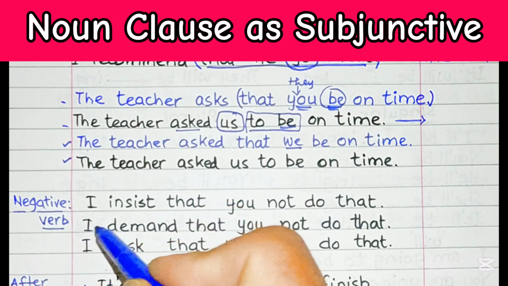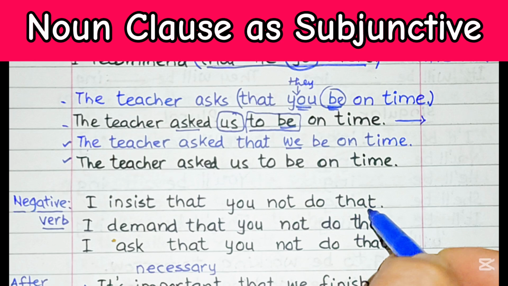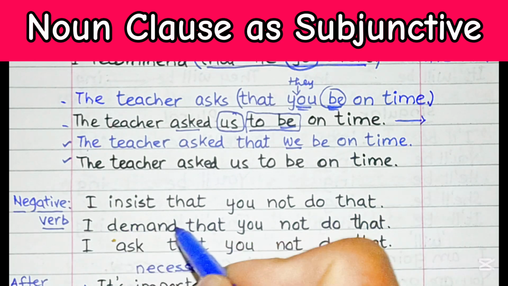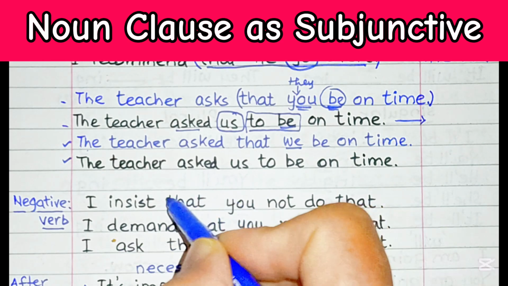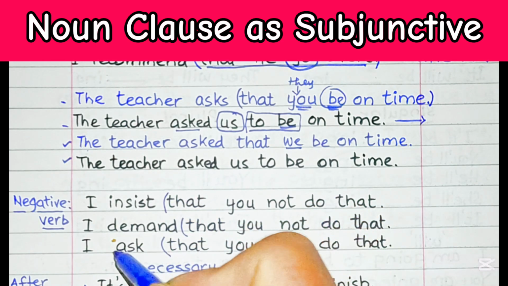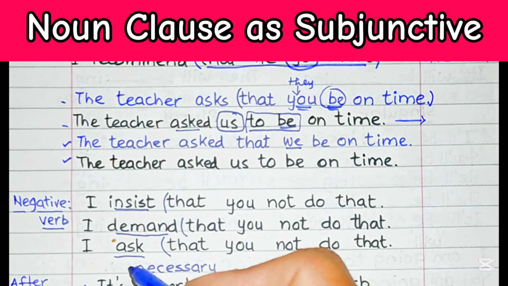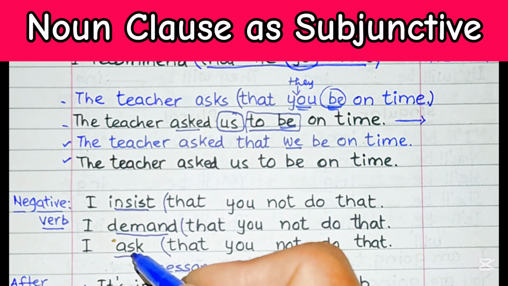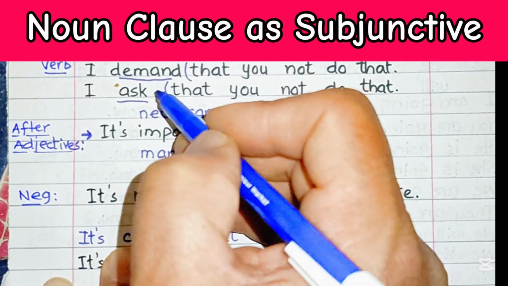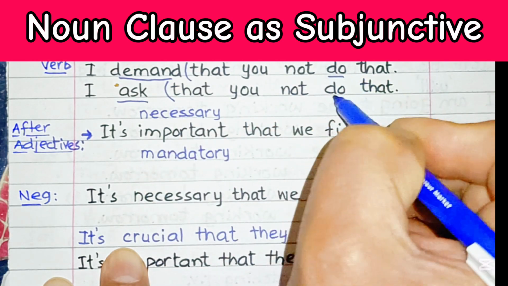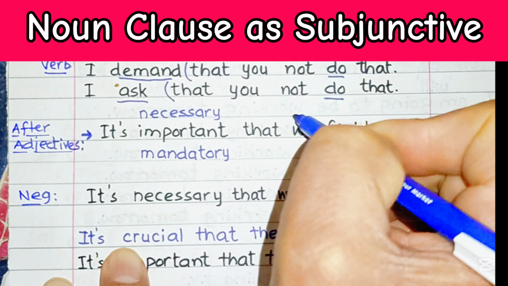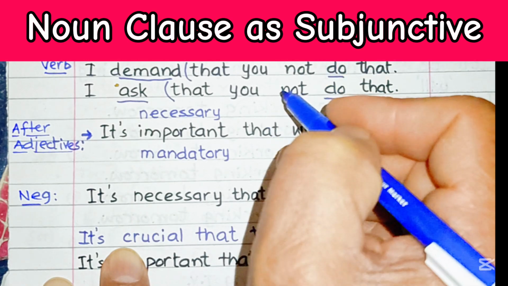Using a negative verb: I insist that you not do that, or I demand that you not do that, or I ask that you not do that. In all these cases, we can see that insist, demand, and ask are the verbs being used. This can apply to many different situations. Here the verb is in the simple form, do.